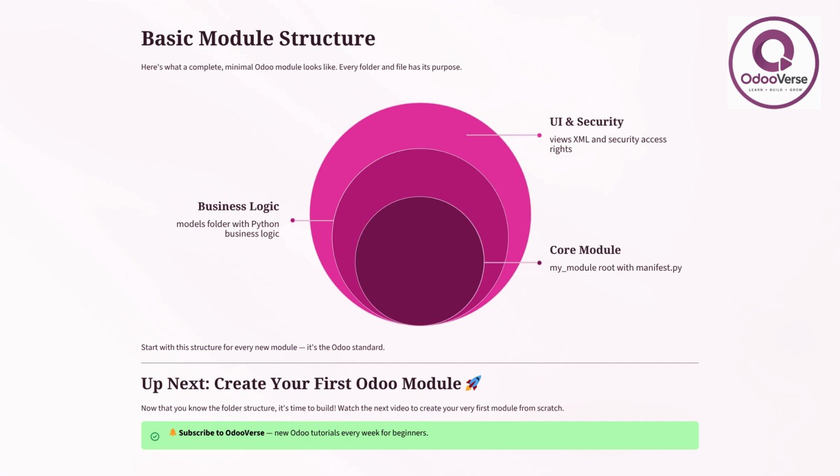Finally, here's a simple example of a basic Odoo module structure. At the top, we have the main module folder. Inside it, we usually create models, views, security, and the manifest file. This is the standard structure followed by most Odoo developers. And now that you understand the folder structure, you're finally ready to create your first Odoo module. So in the next video, we'll build a module completely from scratch step by step.